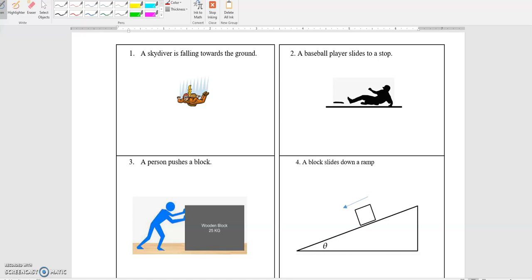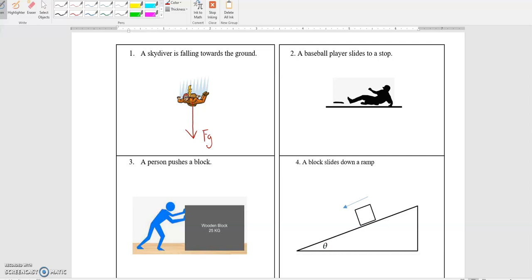Number 1 is a skydiver falling. So the reason why he's falling is because gravity is pulling him straight down. On the video that you just watched, it said to draw a dot for the object. I'm actually going to draw the force diagrams like on the actual person or object. That's actually better. I've changed my mind in recent years. So you can go ahead and draw it literally like right on the person or the block or whatever the object is, like I'm doing here.